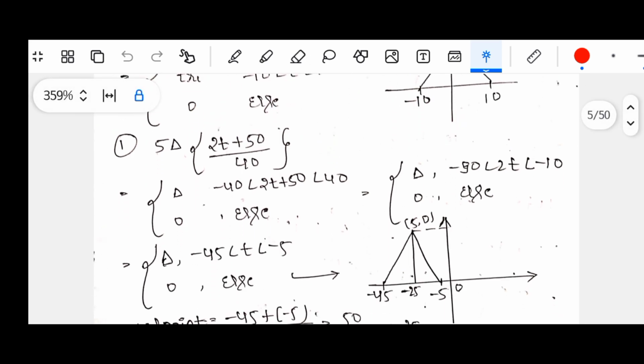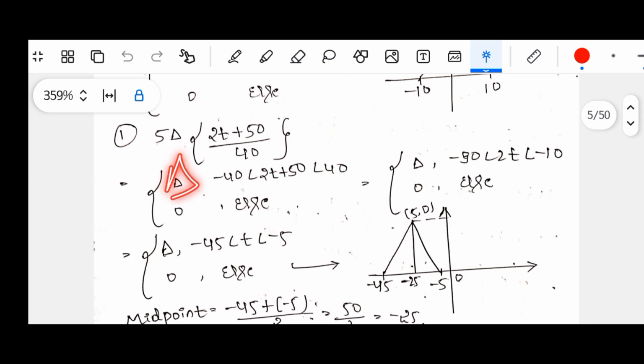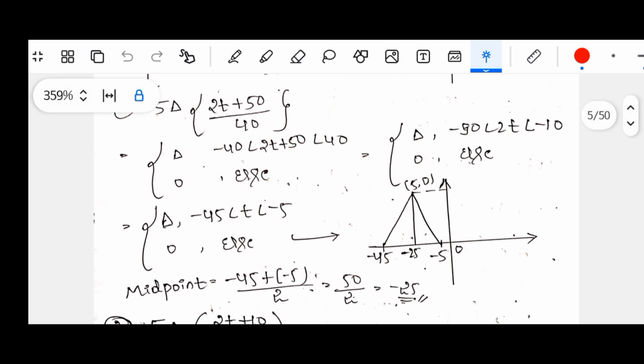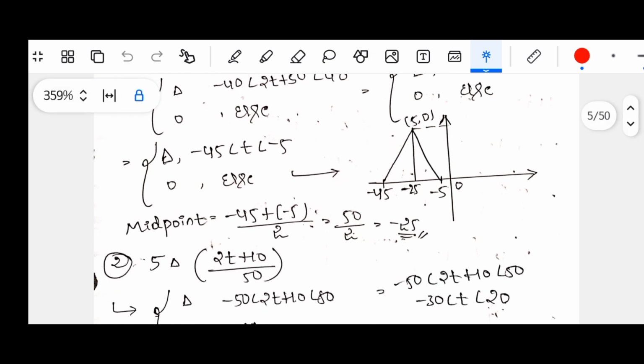Next problem: 5 into triangle of (2t plus 50) divided by 40. It has a numerator and a denominator. First, the triangle of minus 40 less than numerator 2t plus 50 less than plus 40, 0 else. So first subtract 50 and divide by 2. You will get minus 90 less than 2t less than minus 10. After dividing, you will get triangle of minus 45 less than t less than minus 5, and 0 else.